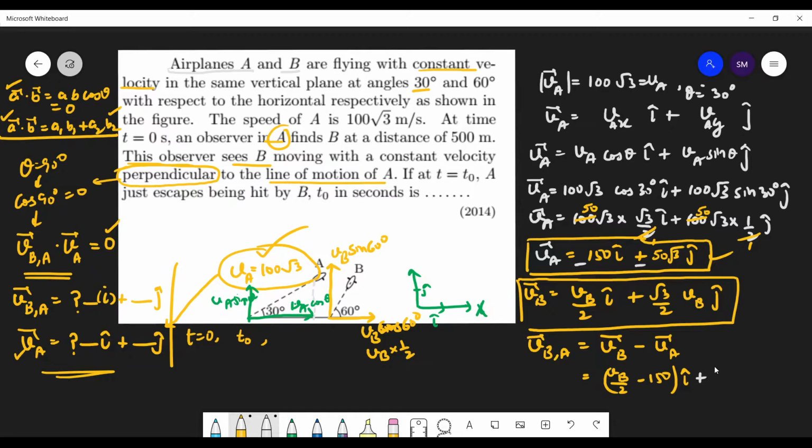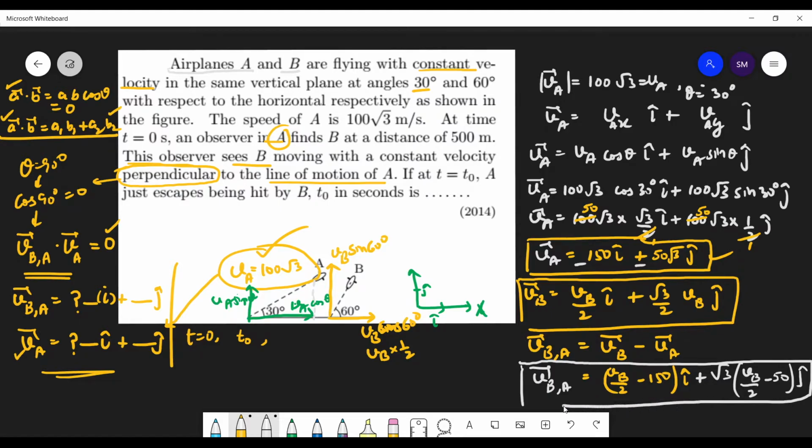So that's root 3 by 2. Root 3 is there, so you can even take root 3 common. So VB by 2, and root 3 is outside, so you are left with only minus 50 J cap. So students, now you have got this VB with respect to A. So this is your equation number 1 and this is your equation number 2. We will be using both these equations and finding the dot product.